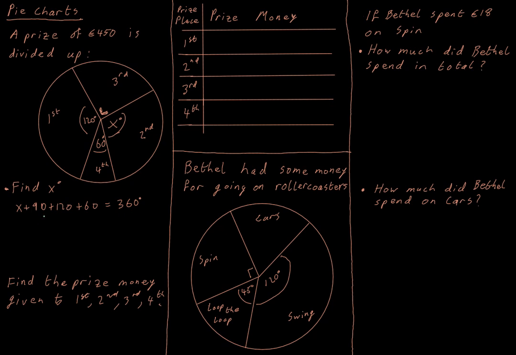So I can add up my like terms, and I get that x plus 270 is equal to 360. Subtract 270 from both sides to get x by itself, and x is equal to 90 degrees.